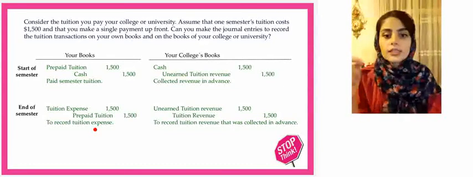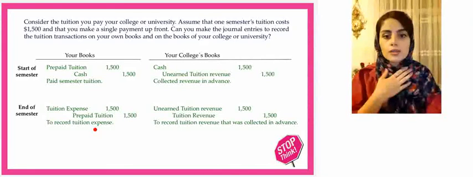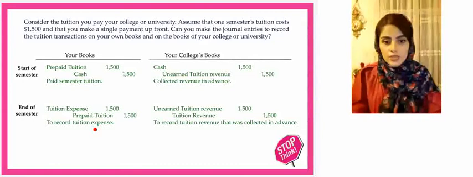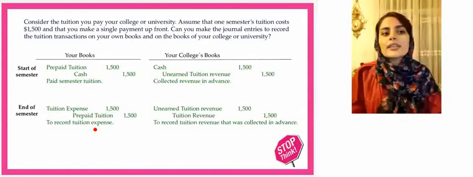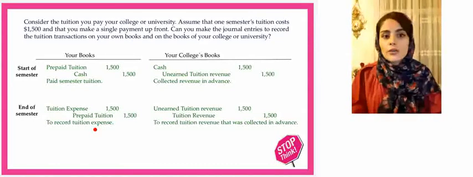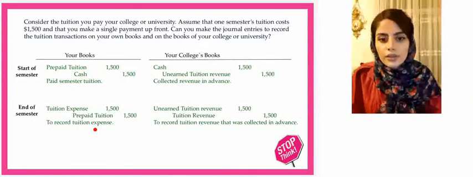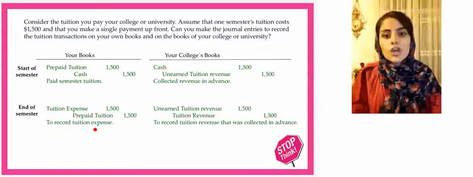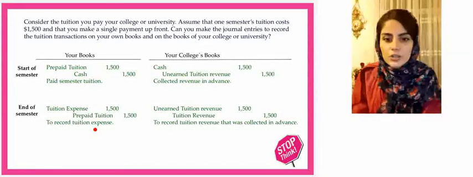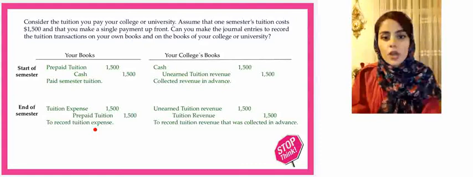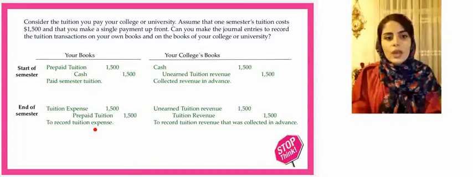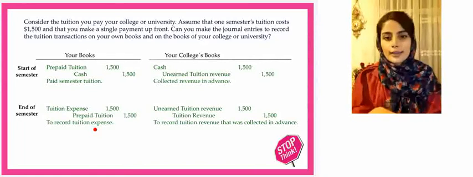And then you can see in my colleagues' books, at the start of the semester, it is cash and unearned tuition revenue, which is revenue collected in advance. And then at the end of the semester, it is unearned tuition revenue and tuition revenue, both $1,500, to record tuition revenue that was collected in advance.